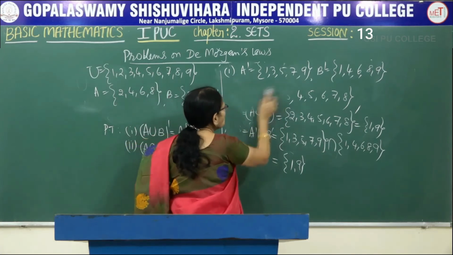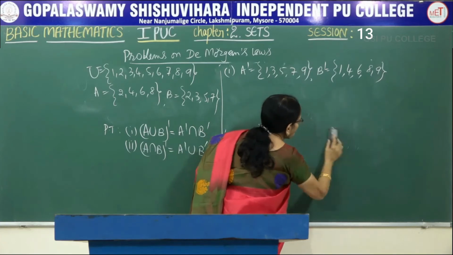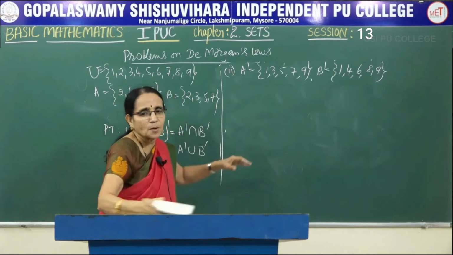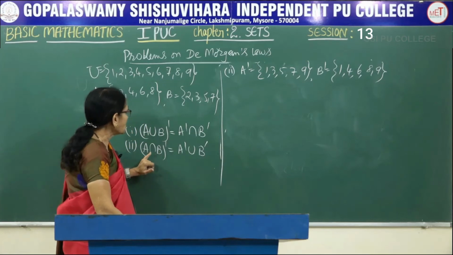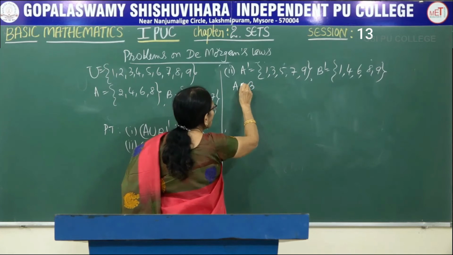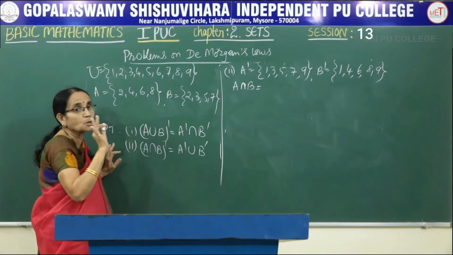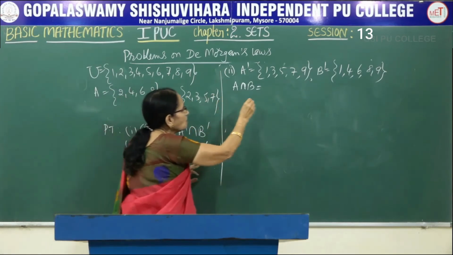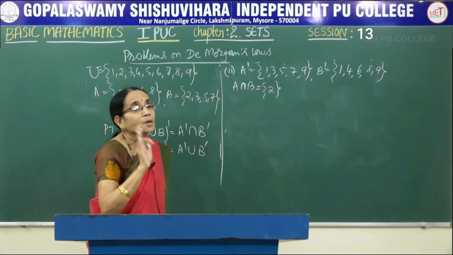Now let me try to prove the second part of the problem, that is the other De Morgan law. There also we need A dash and B dash, so we are already having the data. Now for the second part, A intersection B is needed. So let me consider A intersection B. What do you mean by intersection? We have to take only those elements which are common. 2 is there, 2 is there. So only one element is the common part. That means it is again a singleton.